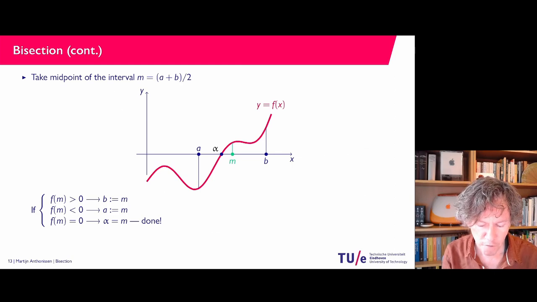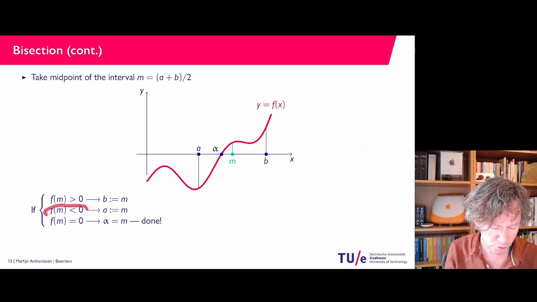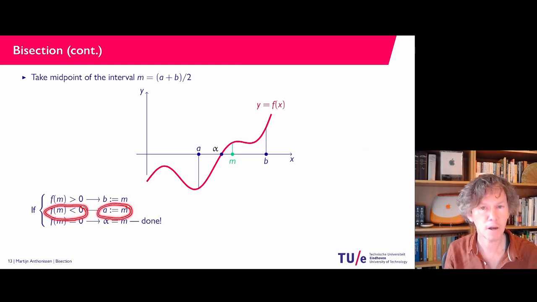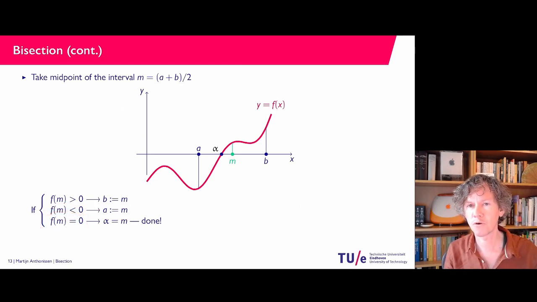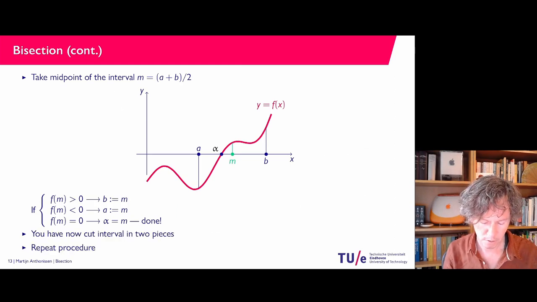Now, if I would have found that f(m) is less than zero, so that does not correspond to the picture, then I could have shifted my left point of the interval. And if f(m) would be zero, I would be very lucky, because then I would have found a zero of the function. And now the main idea is that after this first step, you can repeat it. So you've cut the interval in two pieces, and you continue with the interval that still contains the zero.